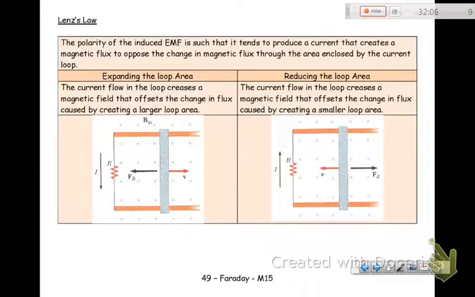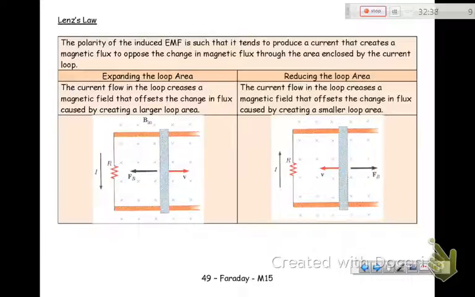So Lenz's law says that the polarity of the EMF is such that it tends to produce a current that creates a magnetic flux to oppose the change in the magnetic flux through the area enclosed by the current loop. Basically, think of Lenz's law as saying, whatever you do, I'm going to try and stop you. I'm just going to try and keep the status quo. And it has to do that, because otherwise you're getting a freebie. So that we know there's going to be something like this.